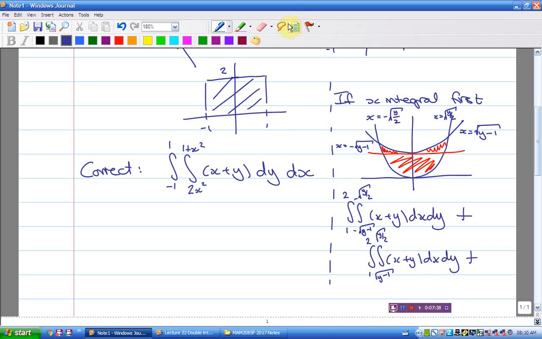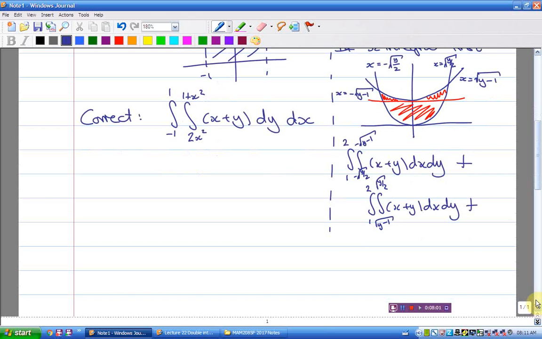Plus, okay, I'm just going to go back and correct it. Mostly it's because my picture is so scrunched that I'm reading the wrong things off the picture. It's actually the other way around. The left edge is actually the steeper parabola, so it's minus square root of y over 2. And the right edge is that flatter parabola, minus square root of y minus 1. Sorry about that, I got them the wrong way around.